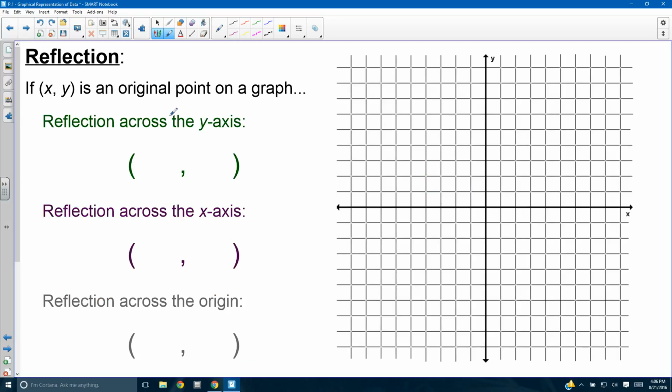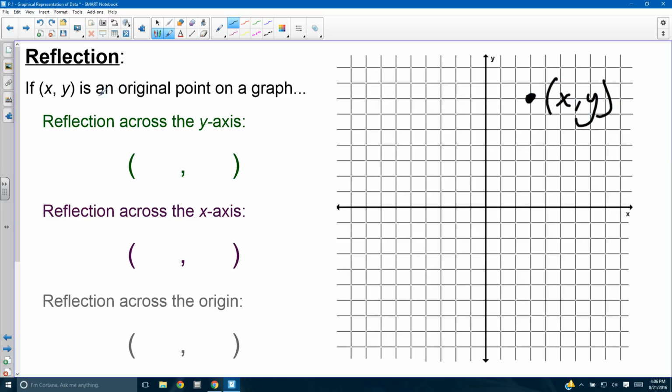Okay, a reflection. This is just looking at some transformations so you're well aware. If you have a point on the graph called x, y, I'm going to show you different ways that you can reflect it across certain axes and certain points here. Let me get one a little more unique. Let's go right here. Okay, here's the original point x, y.